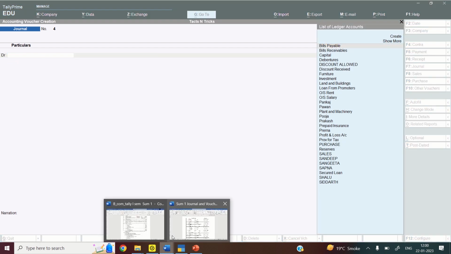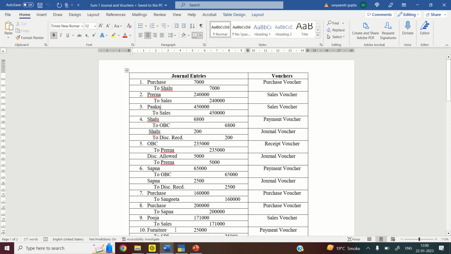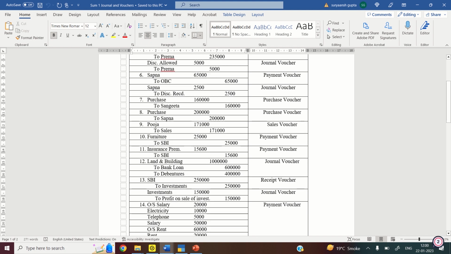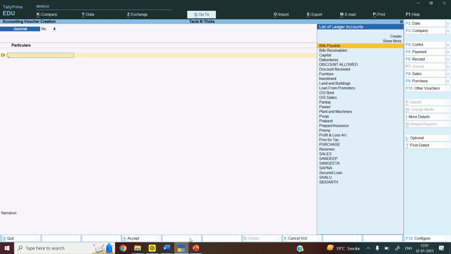Now again going to the journal entries. Now number 7. Okay. Number 7 and number 8 both are purchase vouchers, right? So it is simple. Number 7 is purchase from Sangeeta, a purchase voucher because it is a credit purchase. And number 8, it is purchase from Sapna. So it will also be a purchase voucher because it is a credit purchase.